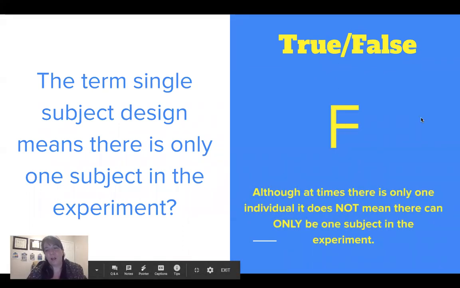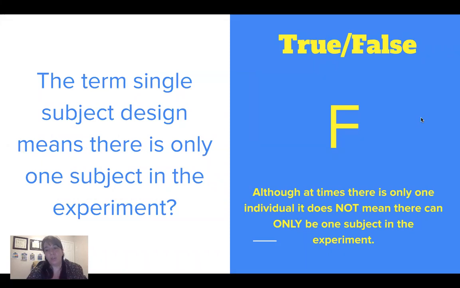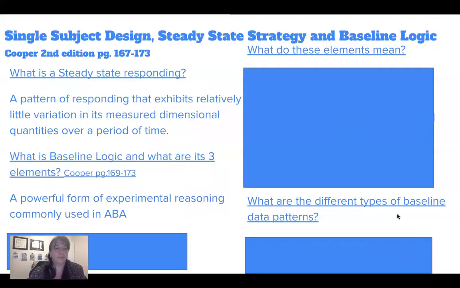Perfect. False. Although at times there is only one individual, it does not mean there can only be one subject in the experiment. So how about if I would have taken off the word "only" in this question? Would it have been true or false? True. Yeah, true. Awesome. Very good.